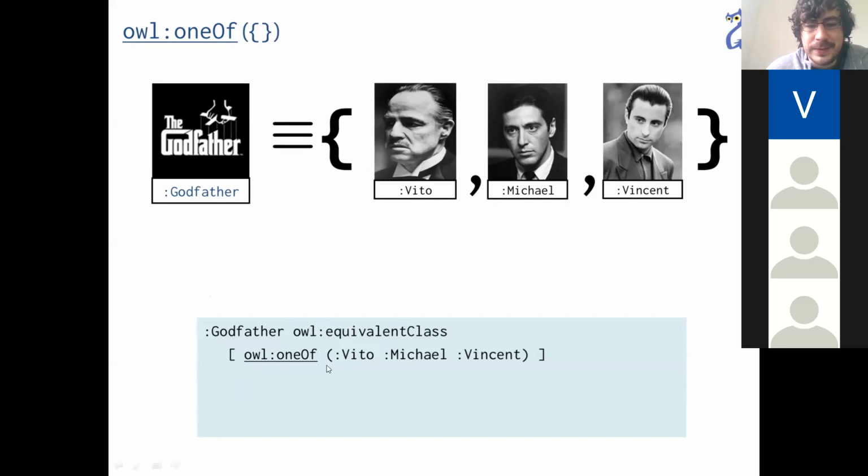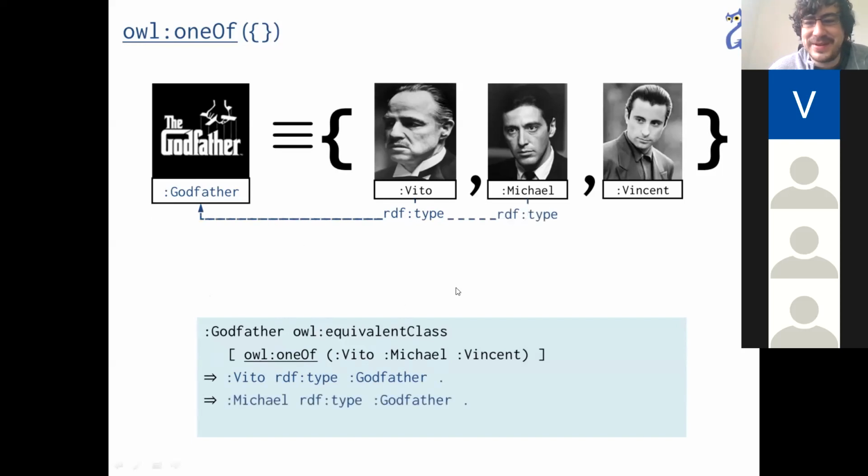So what do we know from this? A little bit boring, but we know that Vito is of type Godfather, Michael is also of type Godfather, and Vincent's also of type Godfather. Slightly boring, but we can actually know more things. There is another type of inference where if we know that someone is a Godfather, for example, Vito Young is a Godfather, then we know that Vito Young must be the same as one of these three entities here.